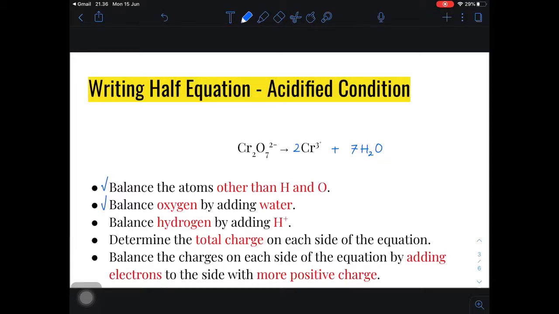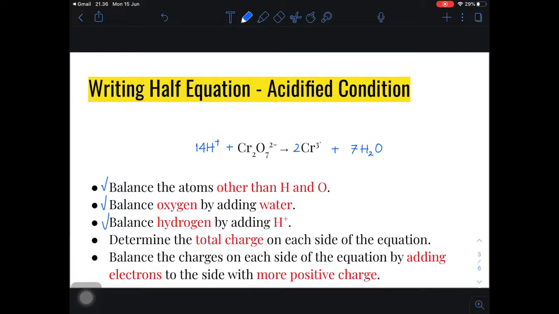Now let's go to the third step, that is balance hydrogen by adding H+. As on the right we have too much hydrogen, which is 14 hydrogen. On the left we need to add 14 H+ on the left. We are done with the third step.